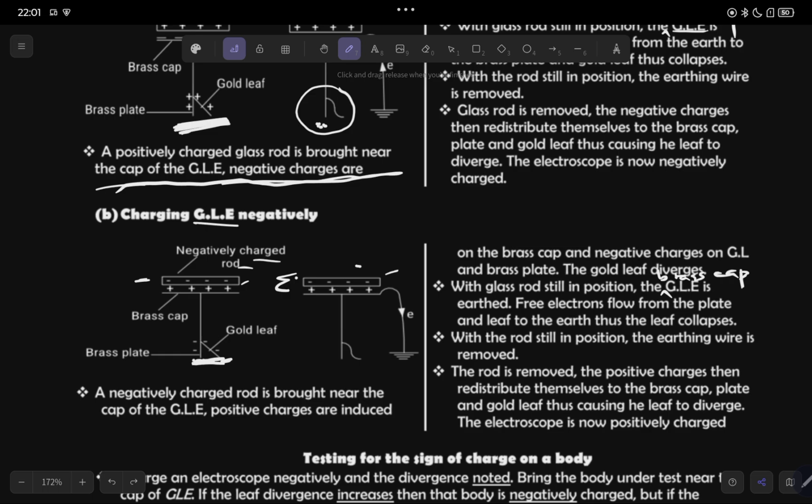Therefore, the positive charges will now redistribute themselves on the brass cap, brass rod, brass plate, and gold leaf, and thus again causing a divergence. Thus, the electroscope is now positively charged.